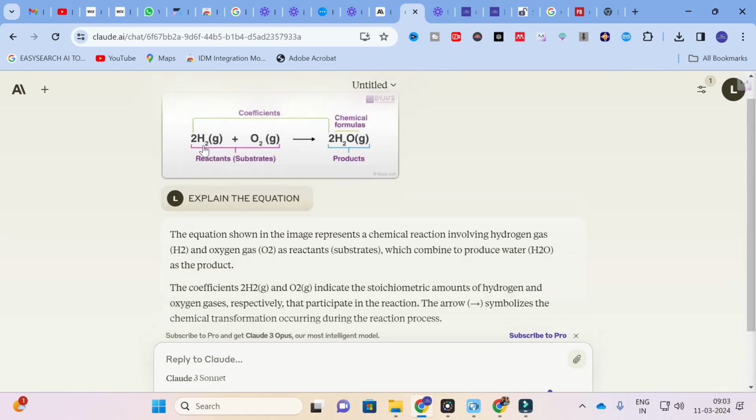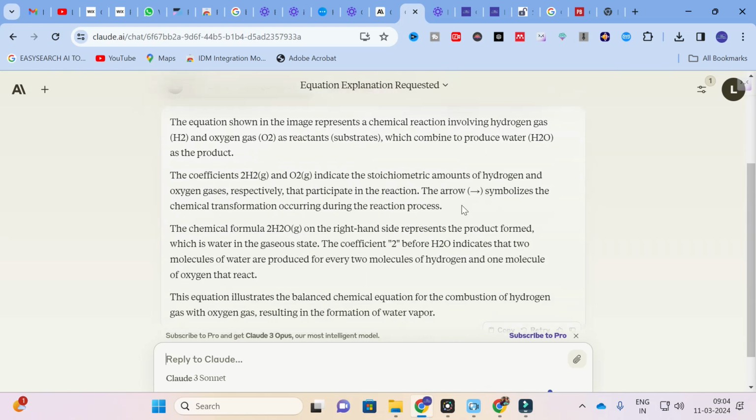So here you can see that H2 and O2 gives H2O. The image represents a chemical reaction involving hydrogen gas H2 and oxygen gas O2 as reactants, which combine to produce H2O. So the coefficients indicate the stoichiometric amounts of hydrogen and oxygen.